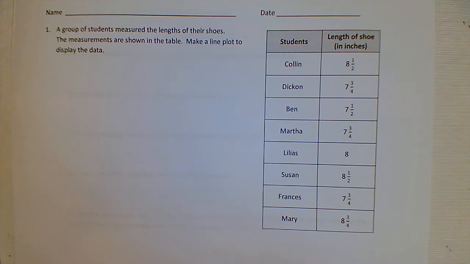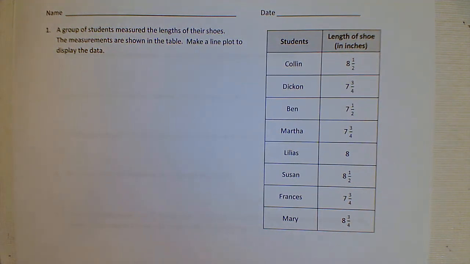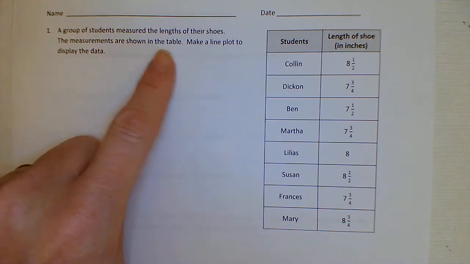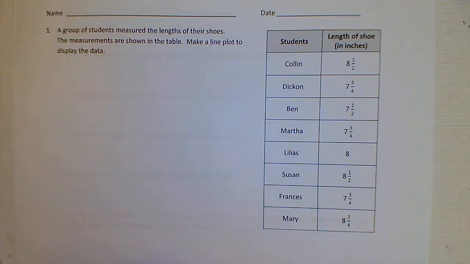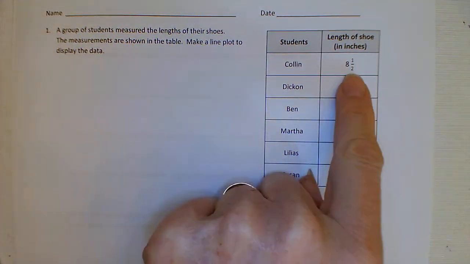All right, so let's jump right in. So for this problem, it tells us that a group of students measured the lengths of their shoes. The measurements are shown in the table. Make a line plot to display the data. So I don't know if you remember doing line plots before, but we are going to be making a line, and then we're going to be placing X's above it to represent the data points. So these are going to be our data points.